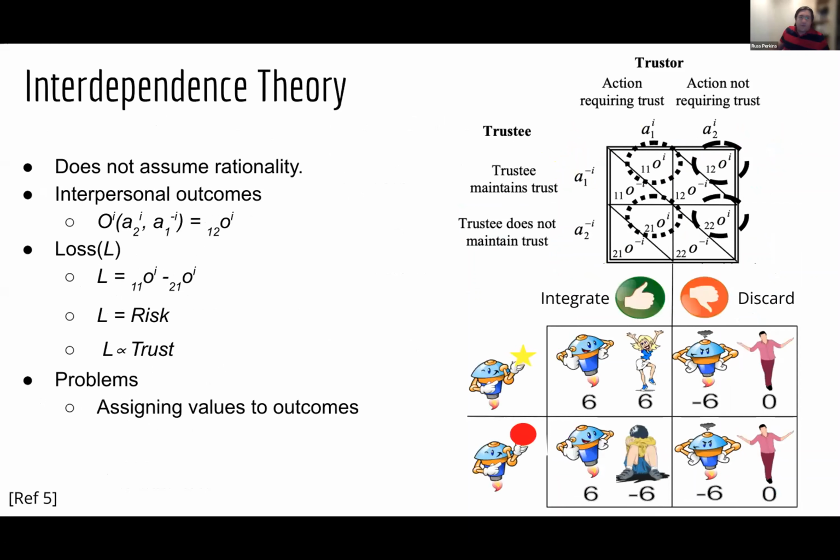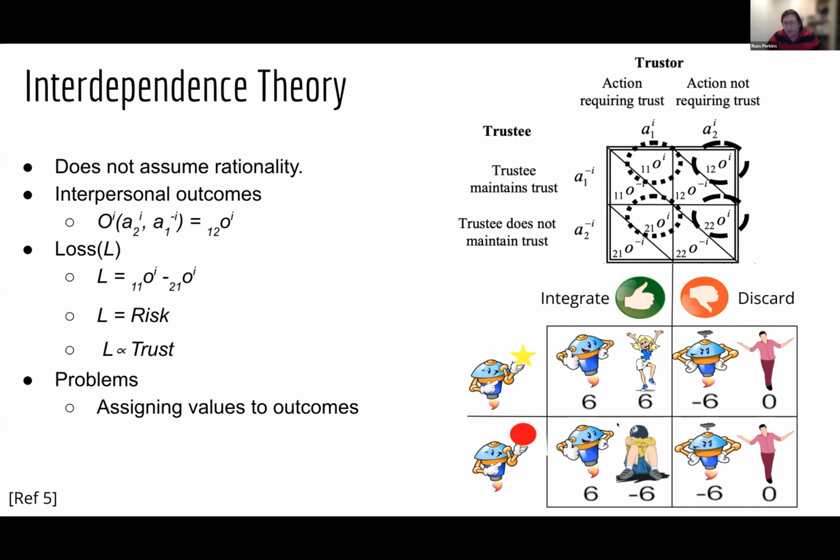We use a little bit more theory, some interdependence theory. So basically this allows us to quantify risk. And the reason we do this is that we can say that trust is proportional to the risk. So the loss is going to be what happens if you integrate on a good thing versus what happens if you integrate on a bad thing. It's going to be the difference between those.